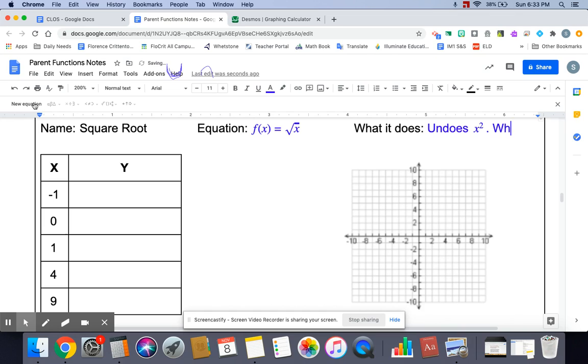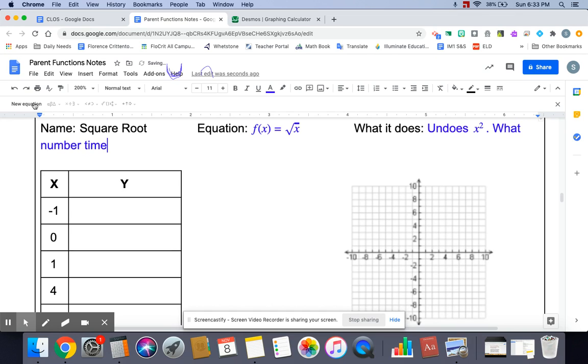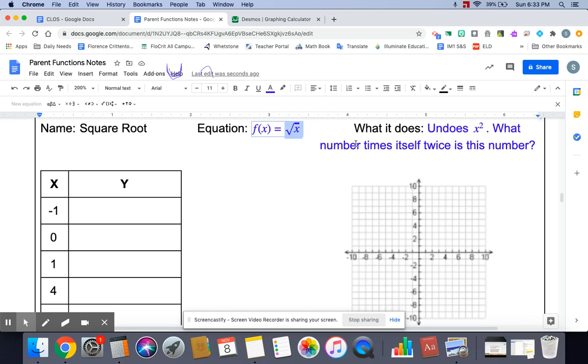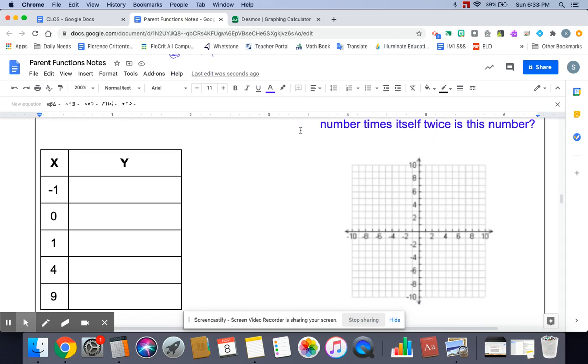Because it asks itself what number times itself twice is this number. So you remember if we wanted to, we could split apart the number under the square root into all prime numbers and say which one's under there twice, and then that's the answer.